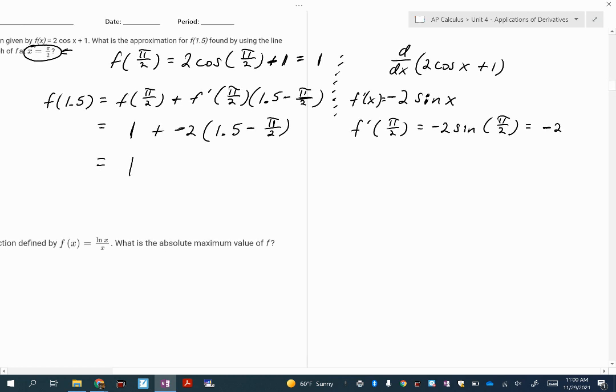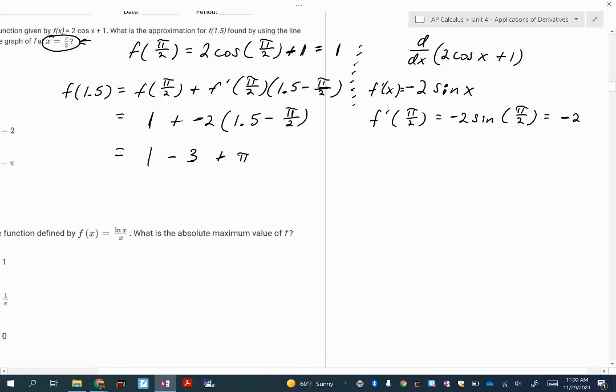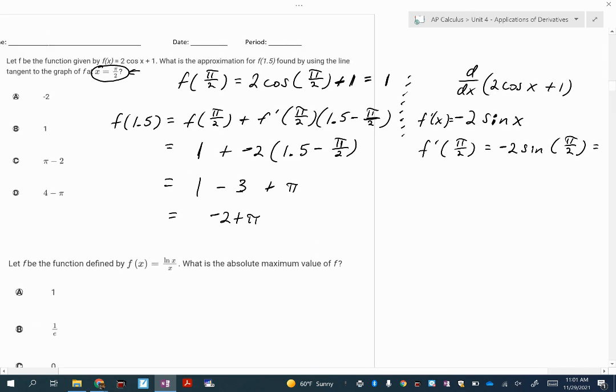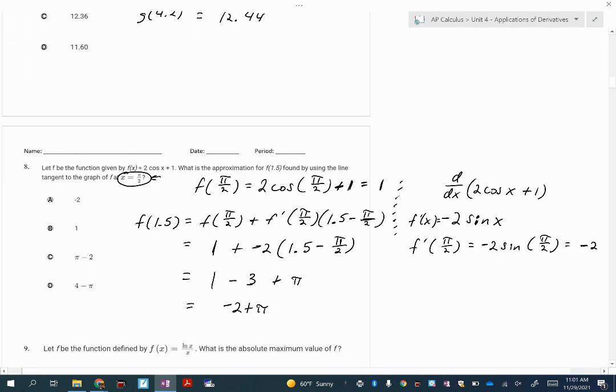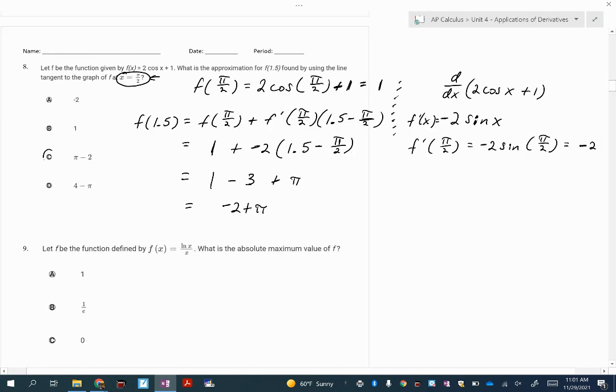I'm just going to do some distributing. Negative 2 times 1.5 is negative 3. A negative times a negative is a positive. 2 times pi over 2 is just pi. So if you do some quick subtraction or addition, you get negative 2 plus pi. You don't see that as the answer, but it's there. It's actually pi minus 2, which is C.